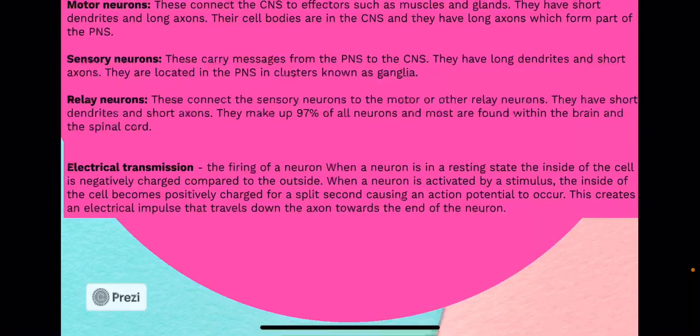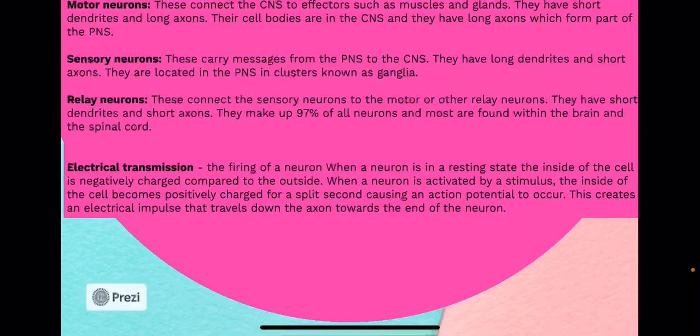Then we have this information about electrical transmission. The firing of a neuron. So when a neuron is in a resting state, the inside of the cell is negatively charged compared to the outside. When a neuron is activated by a stimulus, the inside of the cell becomes positively charged for a split second, causing an action potential to occur. This creates an electrical impulse that passes down the axon towards the end of the neuron.